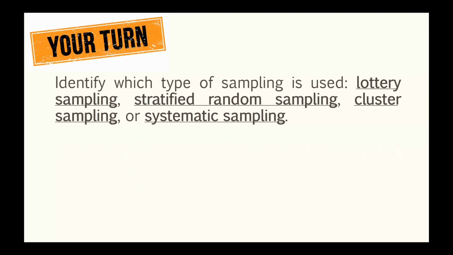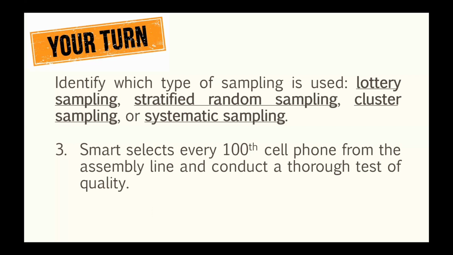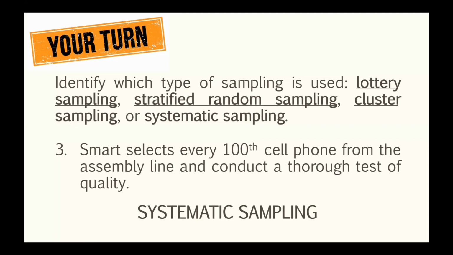Number 3, Smart selects every 100th cell phone from the assembly line and conducts a thorough test of quality. So, yung ika-100th na cellphone, yun yung makakasali sa sample. So, what type of sampling technique is this? Number 3 is systematic sampling.